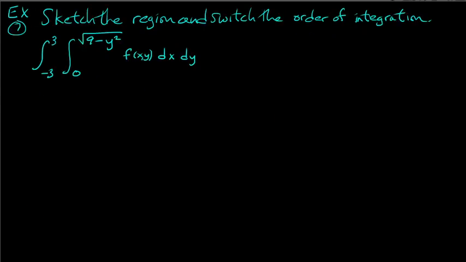Okay, so you're going to get several problems like this in the homework, where you want to sketch the region and switch the order of integration. Right now the order of integration is dx dy, so what we want to do is switch it. Again, we don't care what the integrand is. It's just some surface in space, right? And we want to switch the order from dx dy to dy dx.